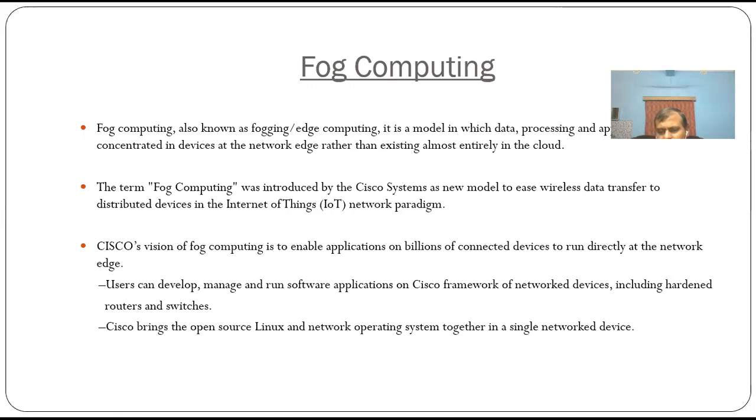So basically, they have modified their existing network instruments to make them more sophisticated, so that they can leverage the technologies of fog computing in a more efficient manner. And in this respect, Cisco is trying to make use of some open source protocols, open source operating systems like Linux operating systems and network operating systems together in a single network device.